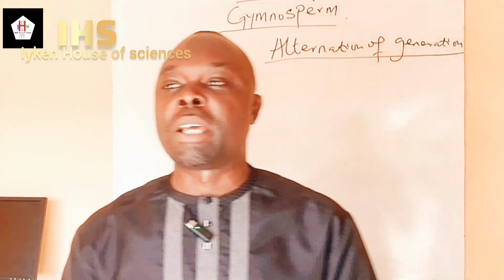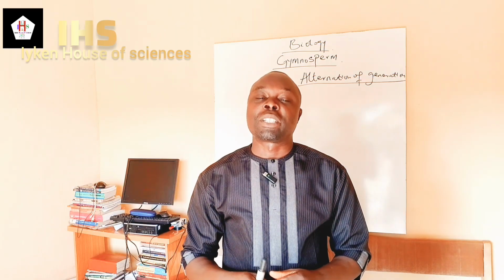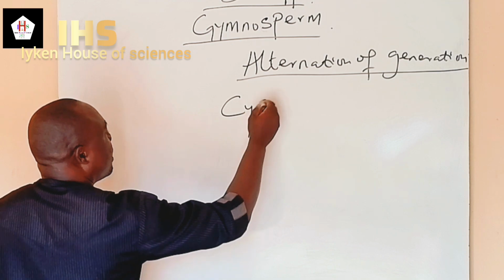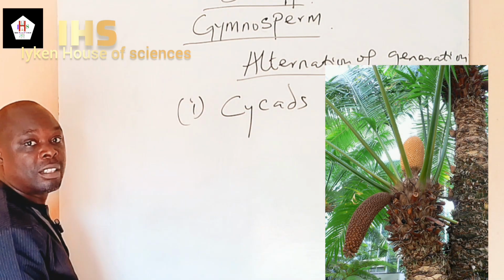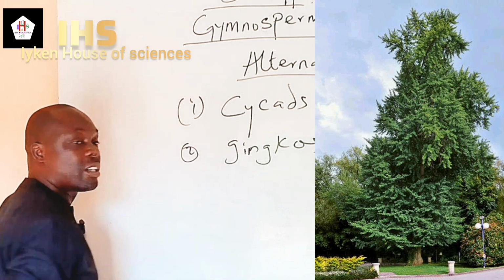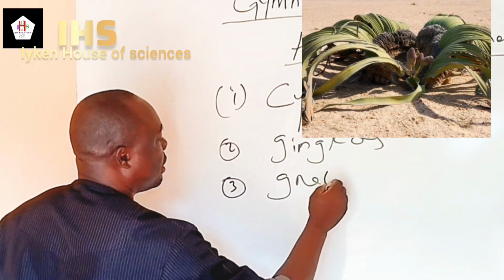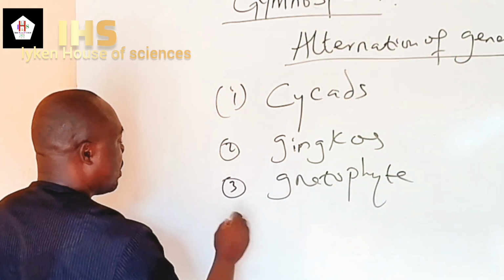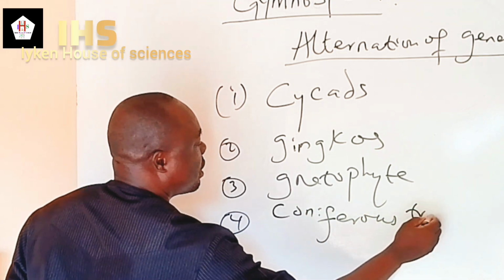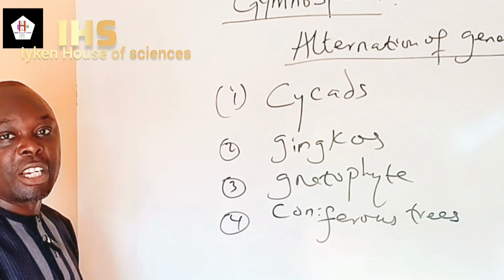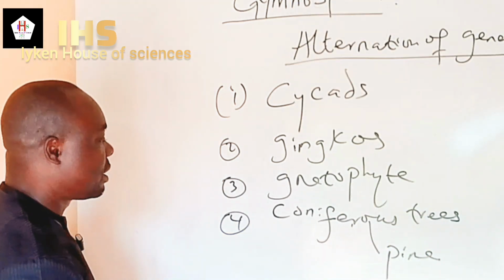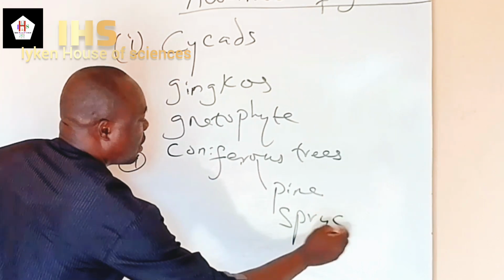Broadly speaking, these gymnosperm are classified into four major types. One is the cycads. Two, the ginkgos. Three, the gnetophytes. Four, the coniferous trees. The coniferous trees here include all the pines, the spruce, and even the fir.